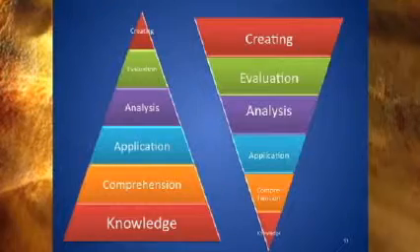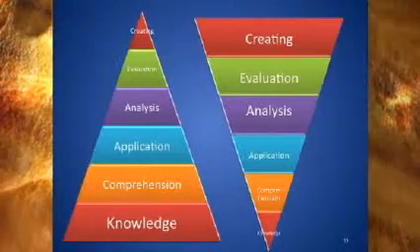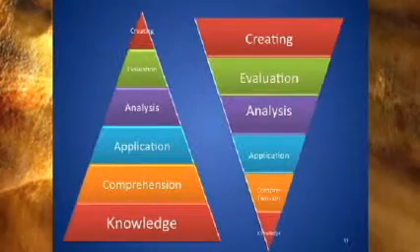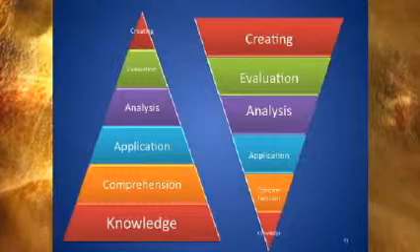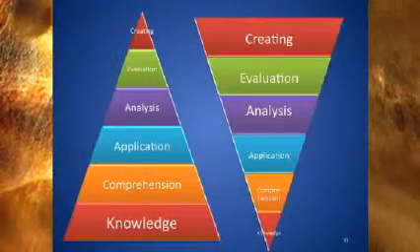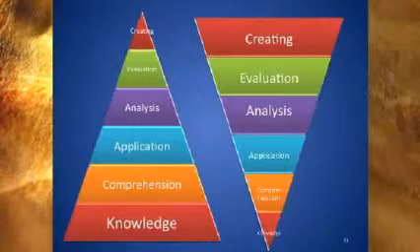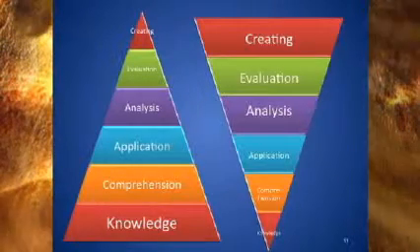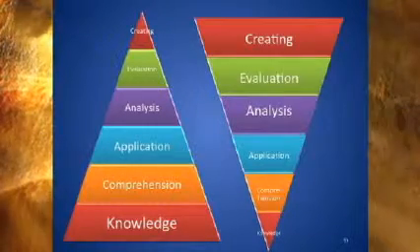Thinking of the Bloom's taxonomy in terms of a triangle on the left for average students and an inverted triangle on the right for gifted learners shows the instructional time spent on the various levels.